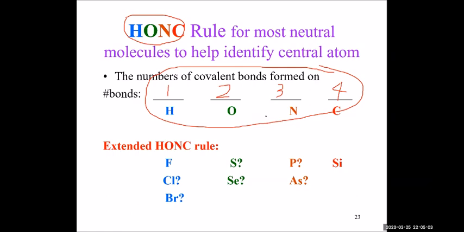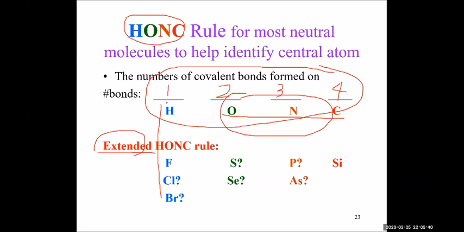There are only 4 nonmetals here, and except hydrogen, these 3 are in the second row of the periodic table. What about the other nonmetals? Because of periodicity, the elements right under those 3 share essentially the same bonding pattern, with some exceptions. So that's what we call extended, because not only these 4 elements, the other elements have a similar bonding pattern. Like I mentioned in the last slide, hydrogen and halides tend to form only 1 bond.